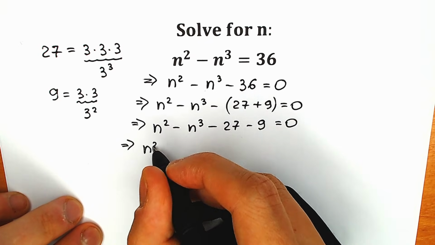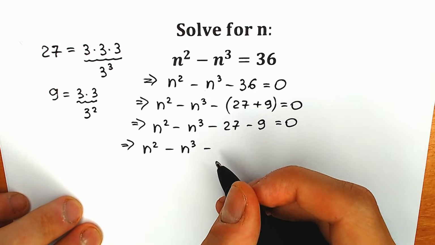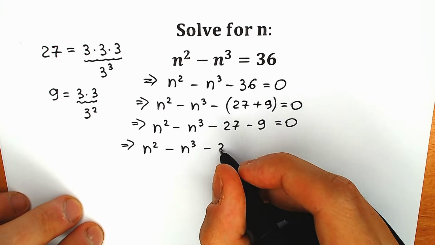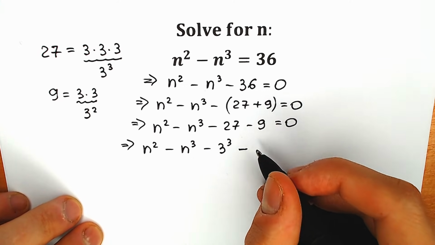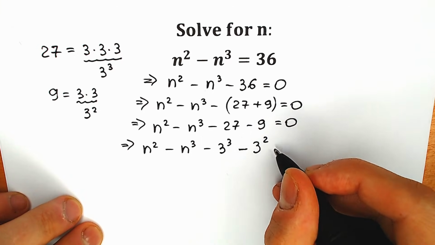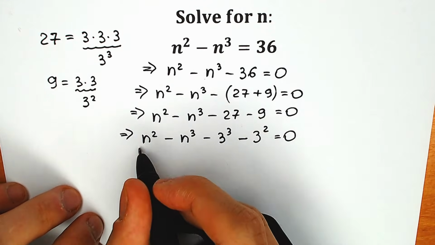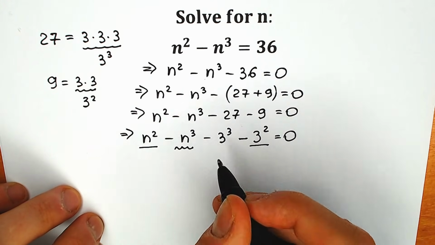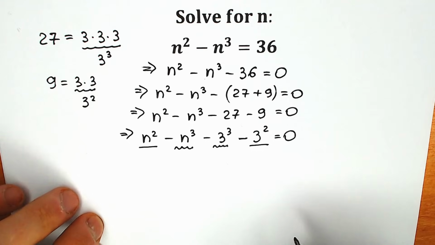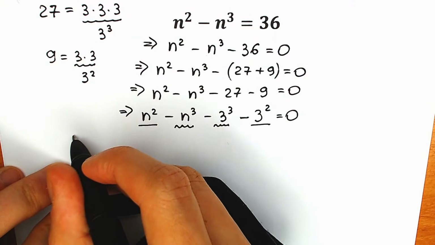So we have n square minus n cube, and minus, instead of 27 we write 3 cube, and instead of 9 we write 3 square, so minus 3 square equal to 0. And right now, as I said before, we're gonna group. So we have n square and we have 3 square, we have n cube and we have 3 cube. So right now we're gonna group this together.